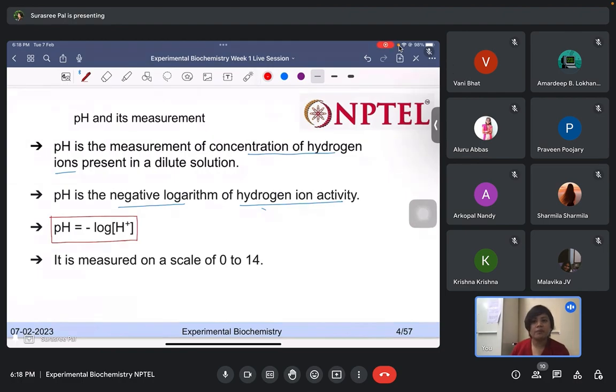Now pH can be measured on a scale of 0 to 14. So please, someone tell me, if this is a scale of 0 to 14 and 7 is the middle value, then what is the pH range of the acids and what is the pH range of the bases?